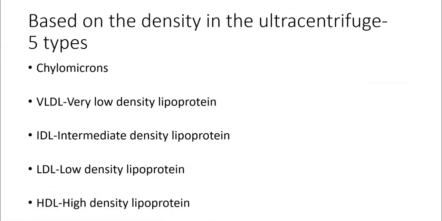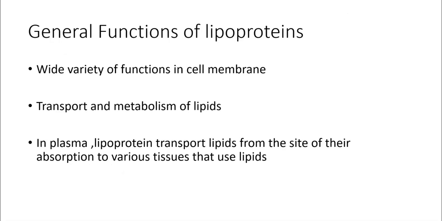Once again, based on density in the ultracentrifuge, there are five types: chylomicron, VLDL very low density lipoprotein, IDL intermediate density lipoprotein, LDL low density lipoprotein, HDL high density lipoprotein.